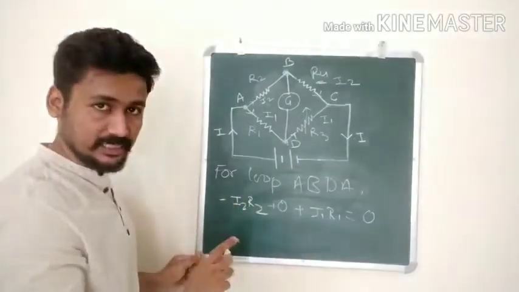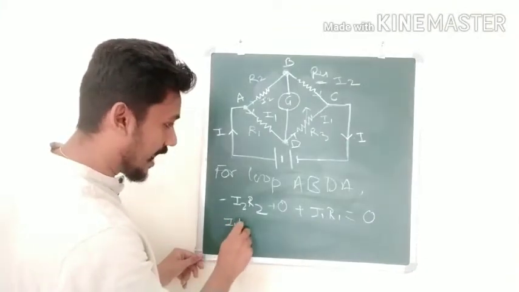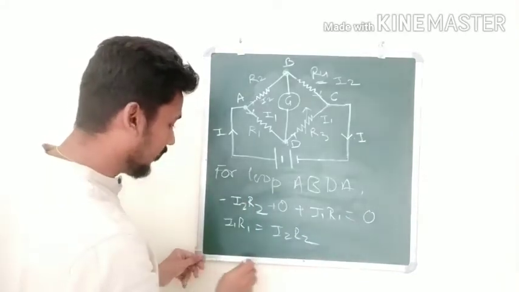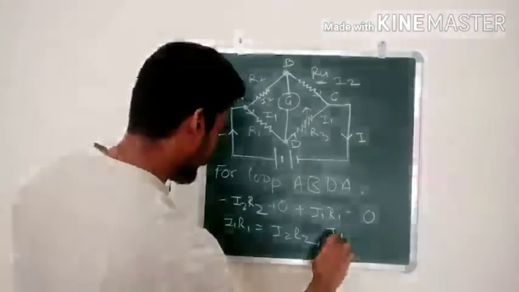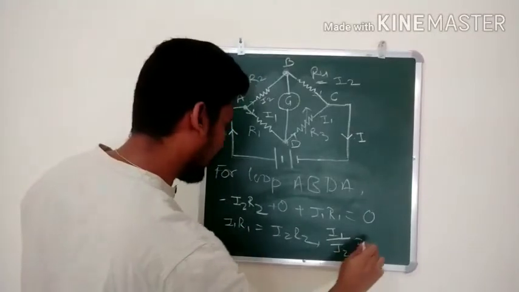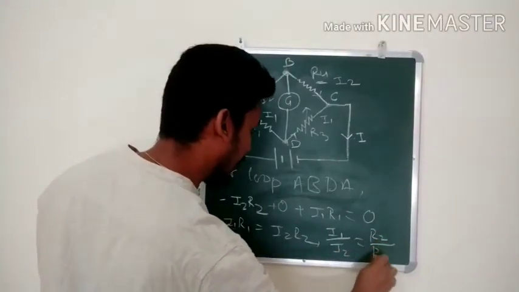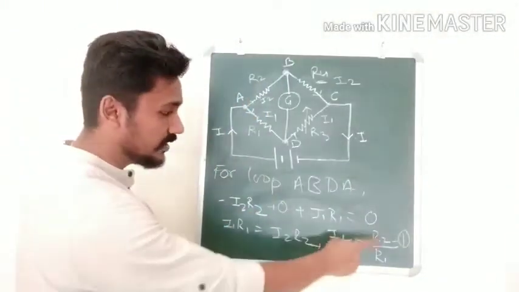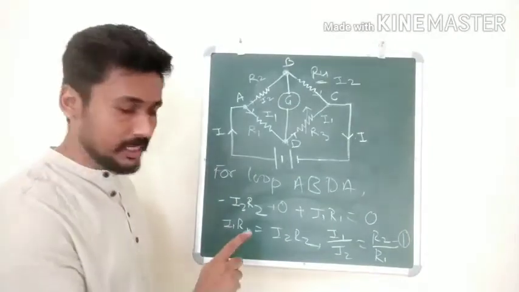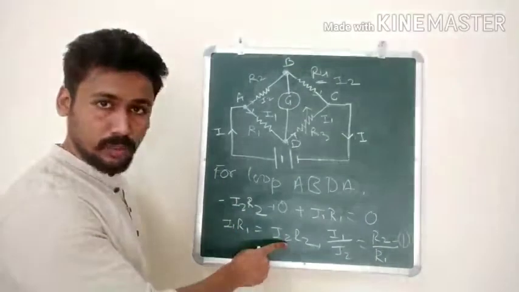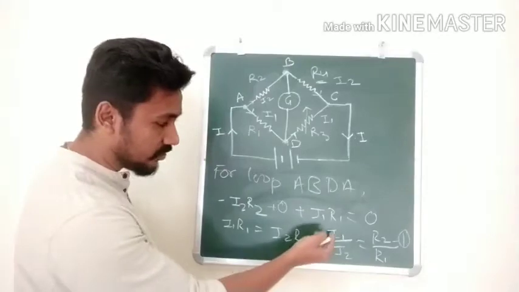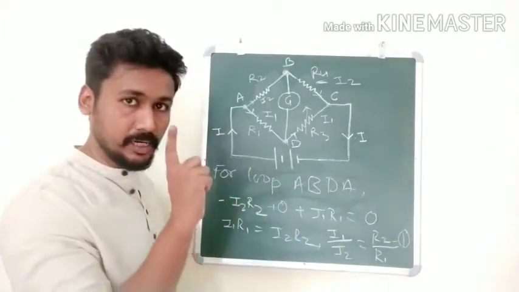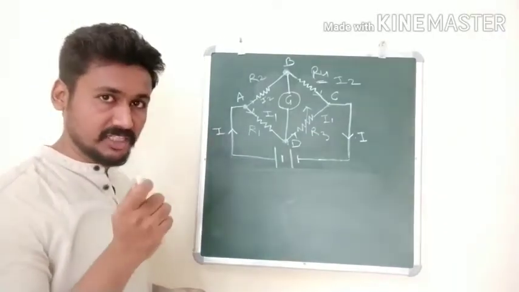Now I can rearrange this and write, therefore, I1 R1 is equal to I2 R2, and therefore we can write I1 upon I2 is equal to R2 upon R1, and call this equation number 1. Please note these steps down as I am going to erase them. What you get: I1 R1 is equal to I2 R2, and if you rearrange, we get I1 upon I2 is equal to R2 upon R1. That is our equation number 1. I hope you have noted equation number 1.